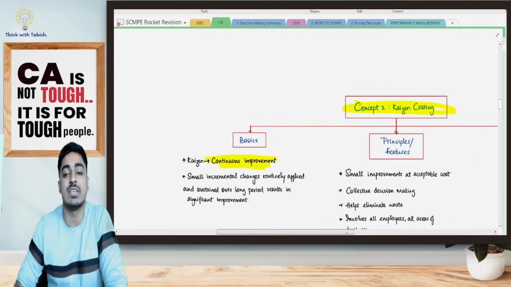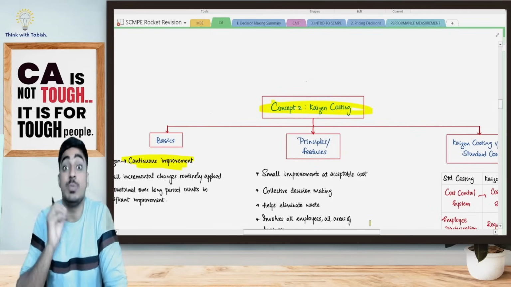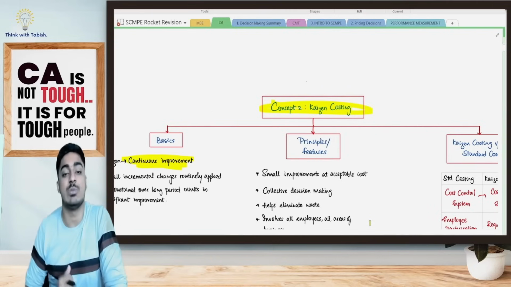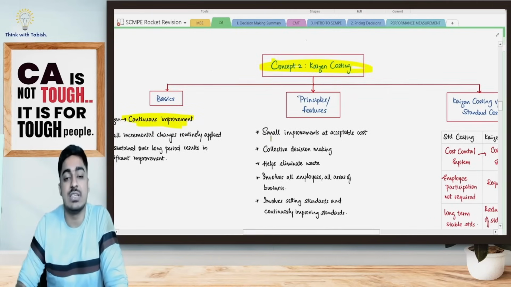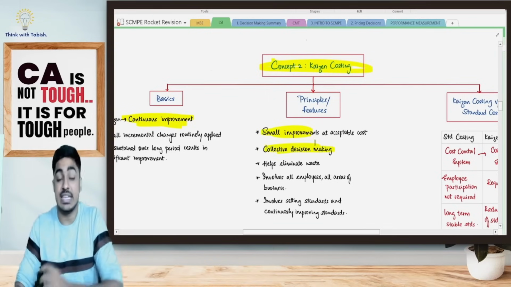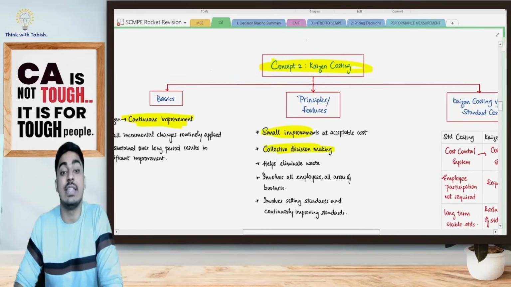Or the mobile manufacturing company stopped giving earphones. For 1 mobile, it was only a saving of 100 rupees, but applied over a long term it gave me significant savings in my cost. Now, principles or features: I'm looking for small improvements at an acceptable cost. It encourages collective decision making. Everyone from every area of business has to give in their ideas. It helps to eliminate waste, teamwork.